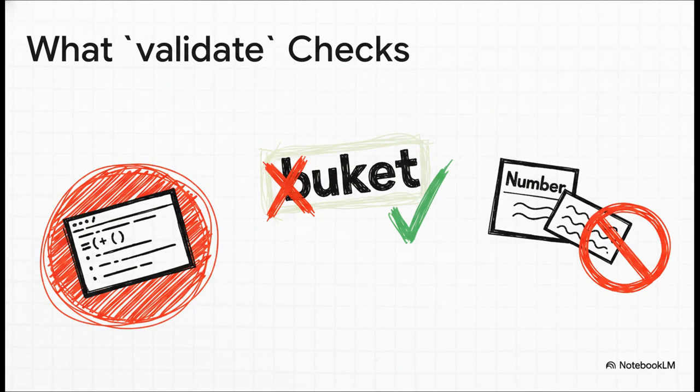Basically, it's a spell checker for your code. It looks for syntax errors, like a missing curly brace or a quote that you forgot to close. It makes sure that the attribute names you used are real, so no more typos like bucket misspelled. It also checks that you're using the right kind of value, like putting a number where a string should be. It catches all those simple human errors that are so easy to make.